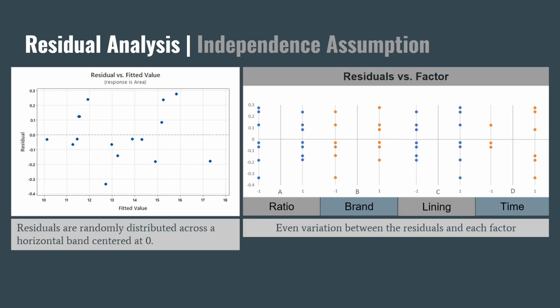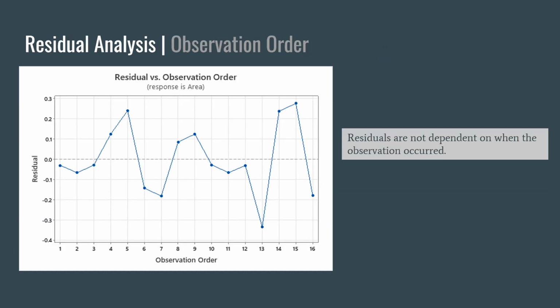Here we plotted the residuals versus the fitted values. We see randomly distributed residuals in a horizontal band centered at 0, which confirms there's no apparent pattern. Additionally, we plotted the residuals against each design factor to make sure there's even variation between each level. And finally, we plotted the residuals against the observation order just to make sure there's really no pattern, or that the residuals are not dependent on when the observation occurred.